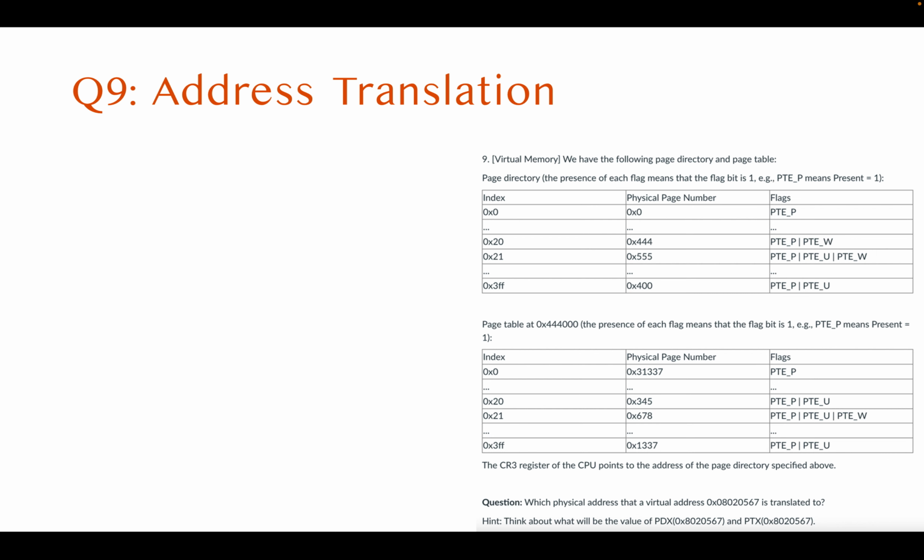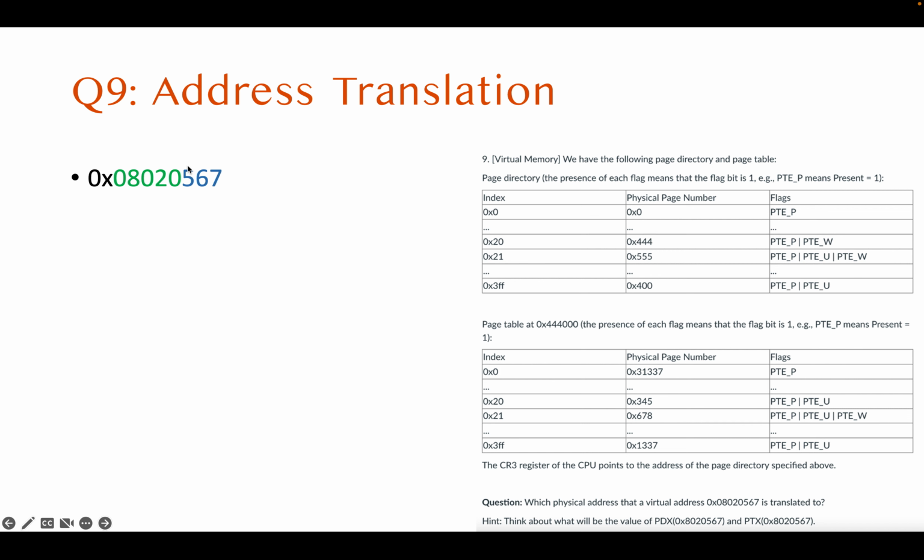And then the next three questions are about address translation in virtual memory. We practiced this kind of table walkthrough before, so I will directly get into the answer description. The question is that the CR3 register points to the page directory, then this is the corresponding page table. And the question is which physical address this virtual address is translated to. So let's take this address.